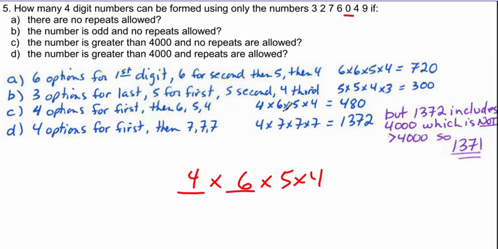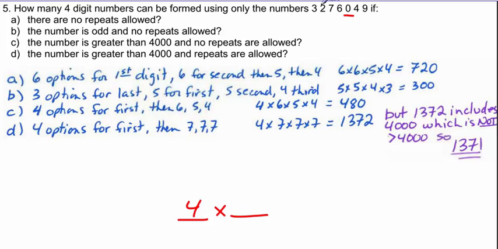So 4 times 6 times 5 is 480. The last one might be a little bit tougher. The number is greater than 4,000 and repeats are allowed. So our first digit will start with one of those same possibilities, the 7, the 6, the 4, the 9. There are 4 possibilities there. And then in theory, any of the 7 digits is available for each of the remaining positions.